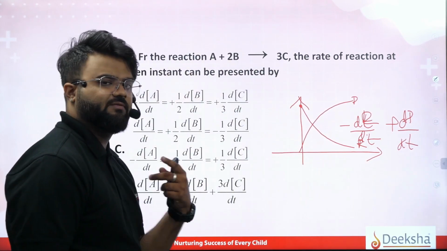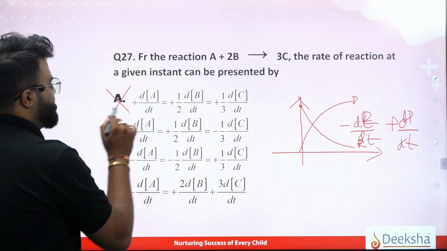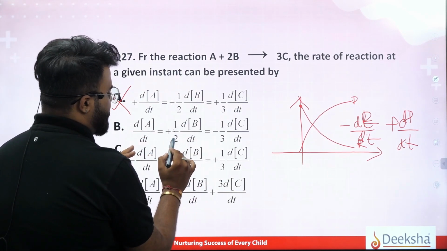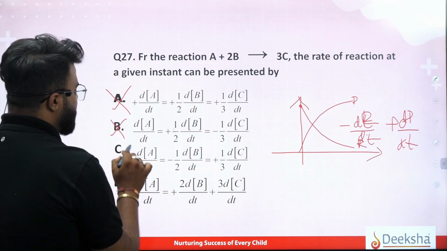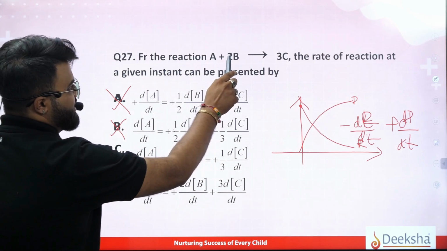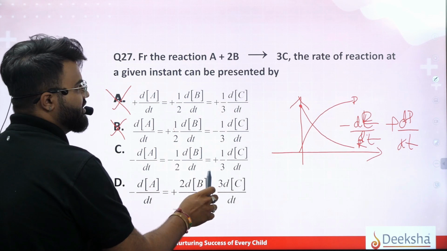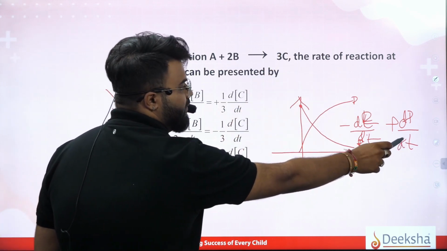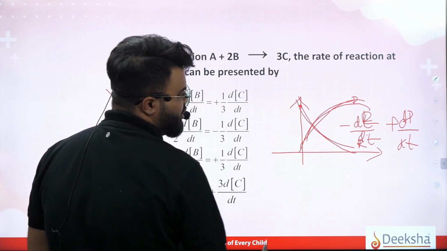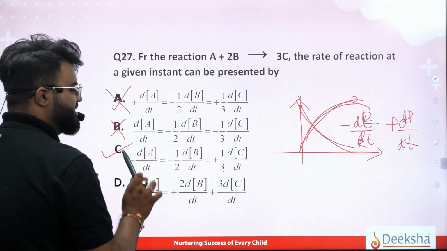It is always written first. So let us see the reactants. Reactants are in the plus, then your option A is wrong. The reactant is again in plus, that is 1 by 2, it is in plus, then it is wrong. So coming back to option C, it is minus dA by dt, correct? With the stoichiometric coefficient, it is minus 1 by 2 dB by dt is equal to plus, always the product is in the plus. So it is formation of product, here degradation of reactants, that is plus 1 by 3 dC by dt. Then your option C is correct.